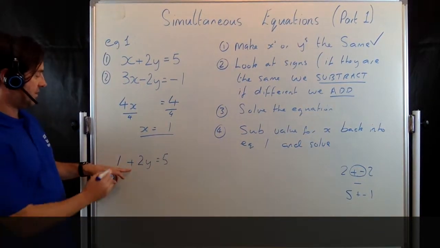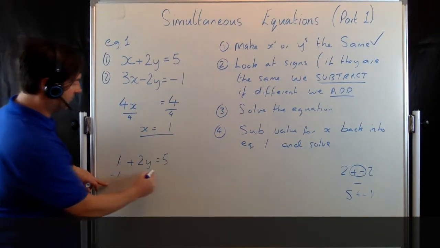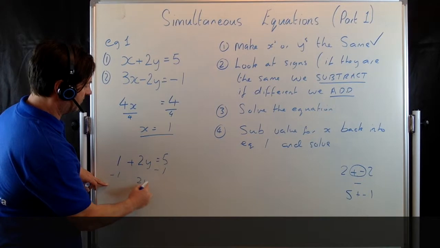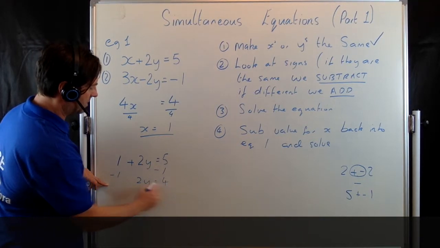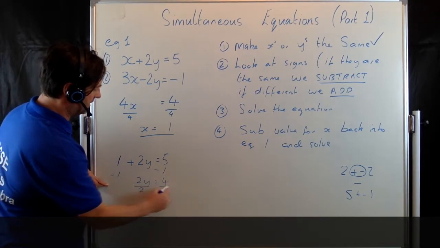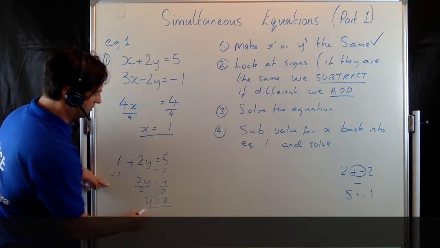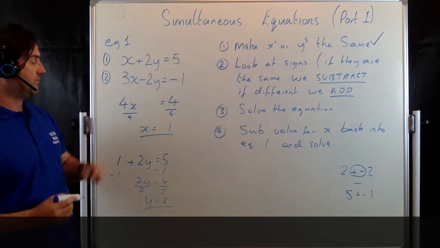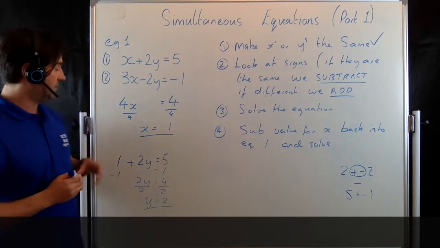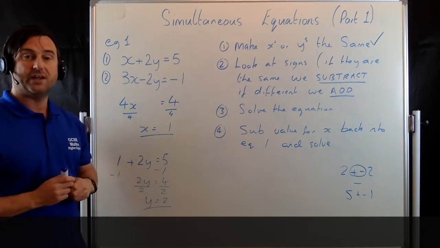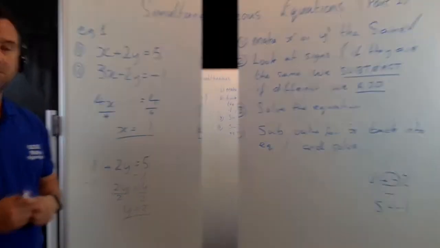So solve this one, take the 1 away from both sides. I'm left with 2y equals 4. Divide both sides by 2, so I'm left with y equals 2. So we've solved that simultaneous equation. X equals 1, y equals 2.